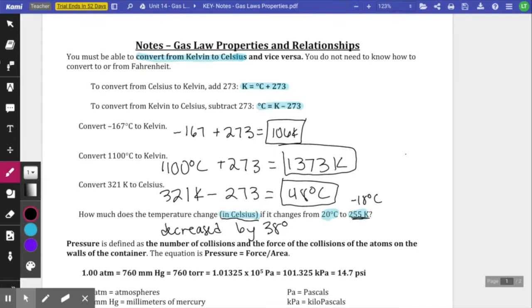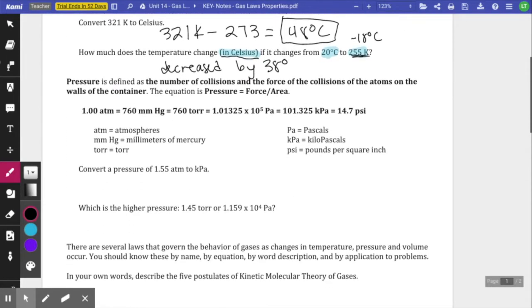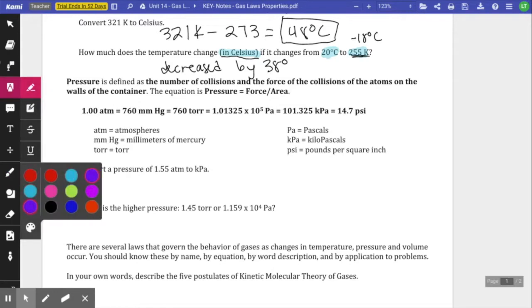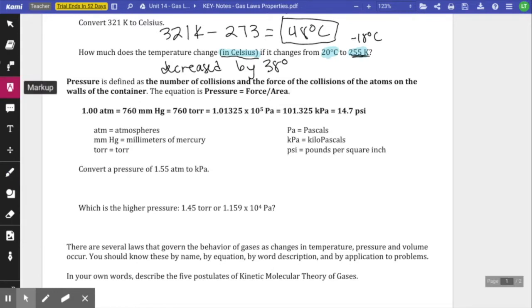Okay? All right, now the next variable we haven't really talked about very much this year is pressure. I'm not going to specifically define volume and moles today because we've talked about those a lot this year, but I will define pressure for you guys. Okay, so pressure is defined as the number of collisions and the force of the collisions of the atoms on the walls of the container.